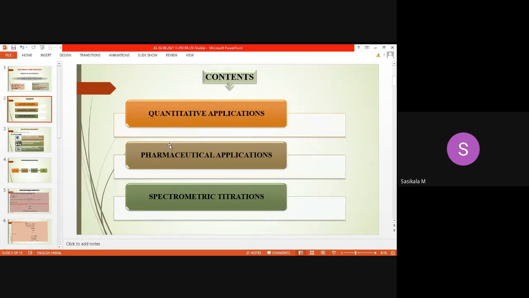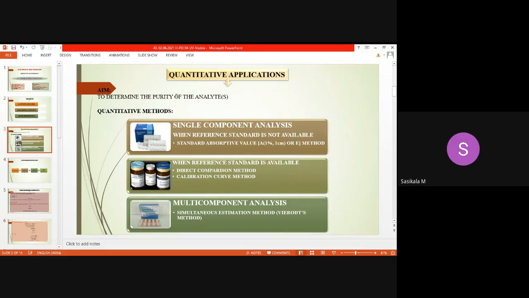So quantitative applications, pharmaceutical applications, and spectrometric titrations. All these three topics we are going to discuss today. Let's move on to the first part, quantitative applications. Quantitative represents quantity; the amount of the analyte is going to be determined. So what are the methods? Different methods are available to determine the amount of analyte.